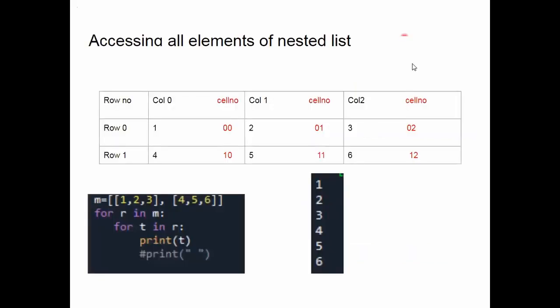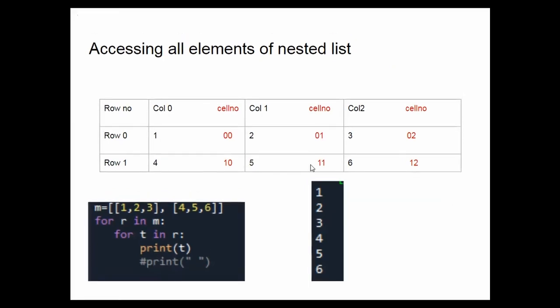Now, how will we access the individual elements of your nested list? By using the for loop. So for accessing the elements which are present in your nested list, we are going to use a for loop. And whenever we have a nested list, we always consider the row and column format. So here we have M, which contains one sublist here and one sublist here. So there are two sublists, so the total number of elements in this list is 2.